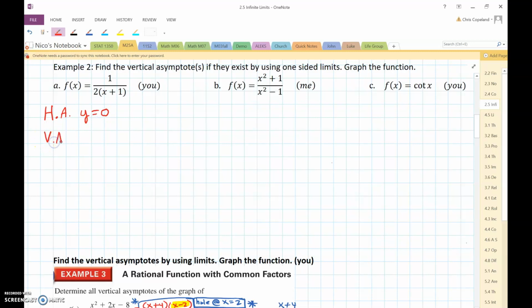So the horizontal asymptote has to be y equals 0. The vertical asymptote would be x equals -1, because that would make the denominator 0. Okay, so that's not part of the domain. So let's try to graph this now. First of all, I've got a horizontal asymptote at y equals 0, and I've got a vertical asymptote at x equals -1.